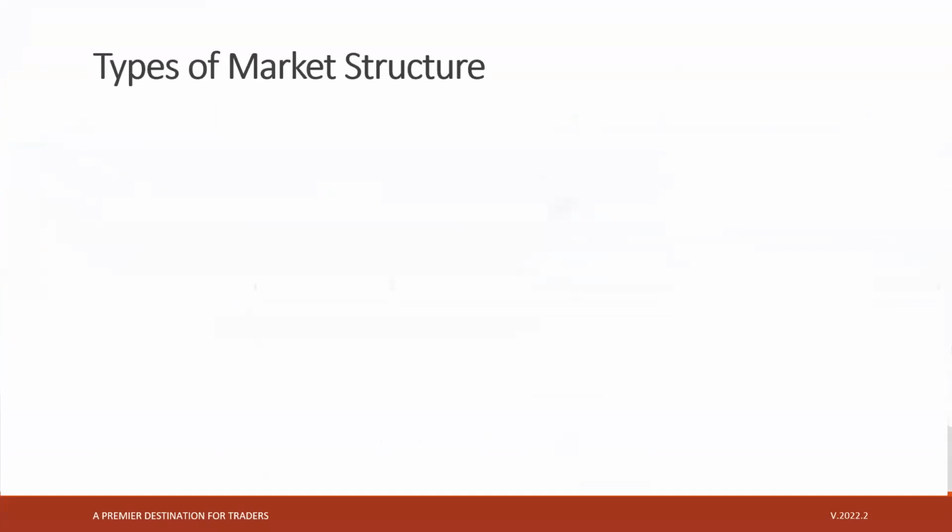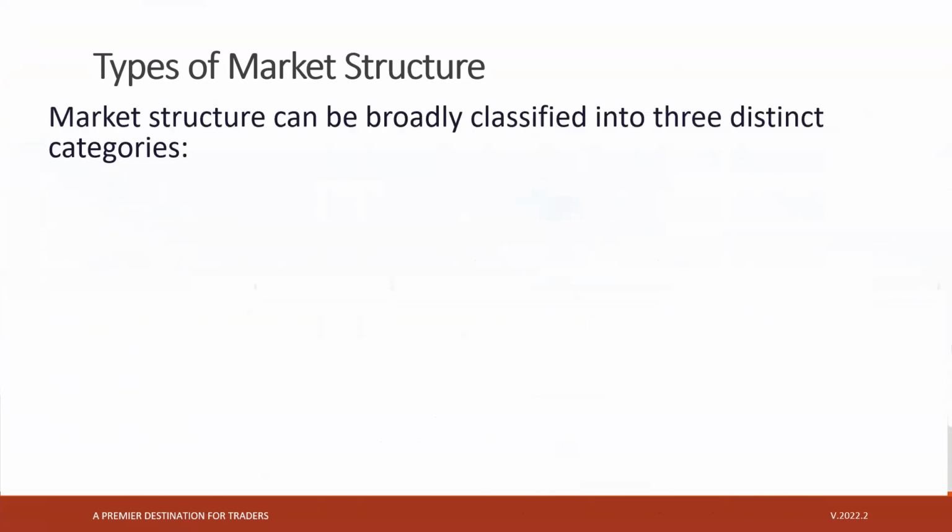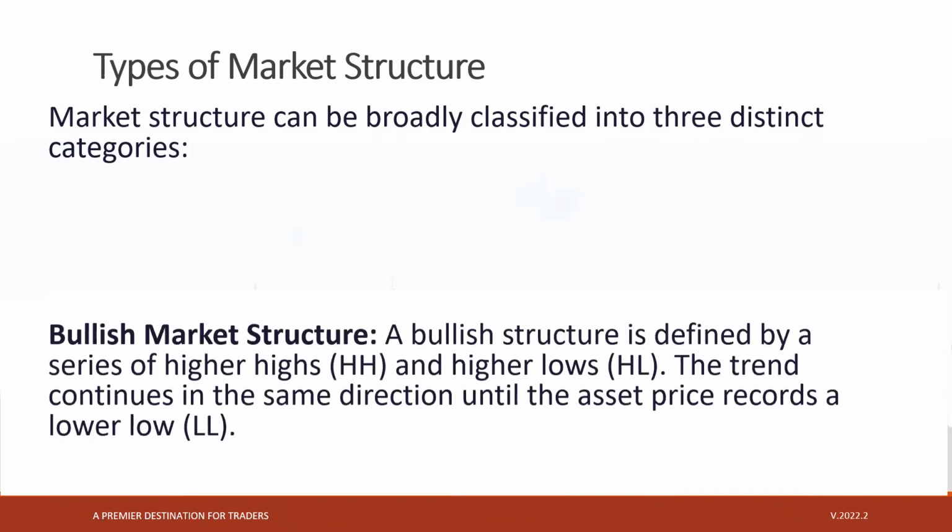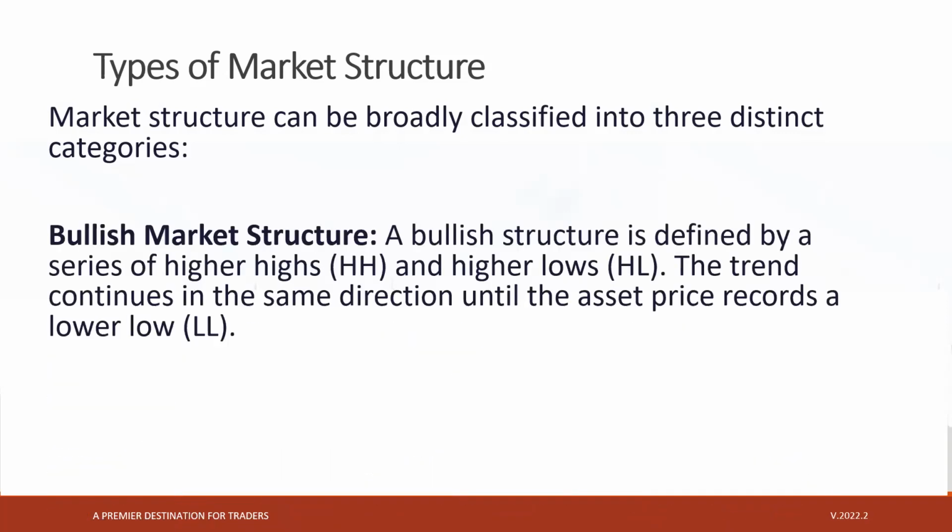Now, what are the types of market structures, right? So when we talk about market structures, we've talked about them, but let's just quickly look at them a bit. So there are three different distinct categories. The first one is the bullish market, or what you call an uptrend. Now, the structure of a bullish market is defined by a series of higher highs and higher lows. So basically, the trend continues in the same direction until a reversal is done.